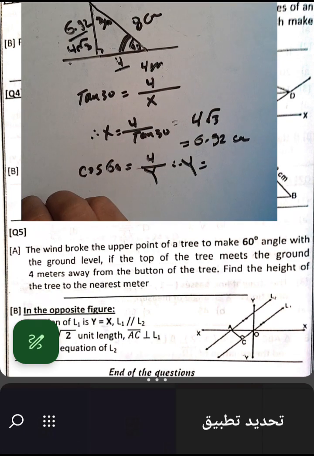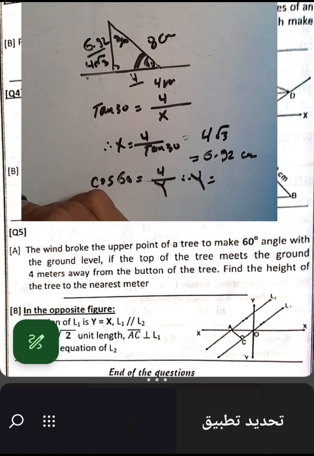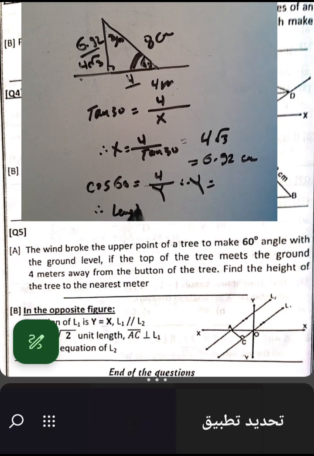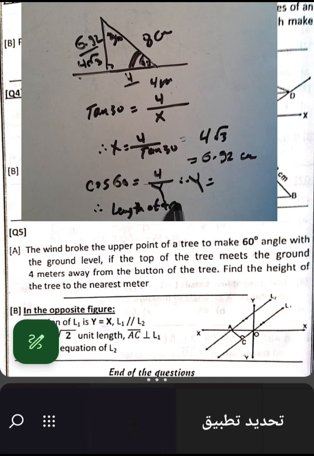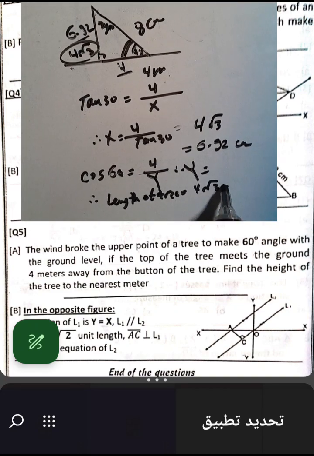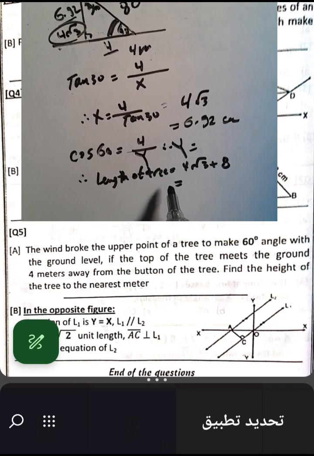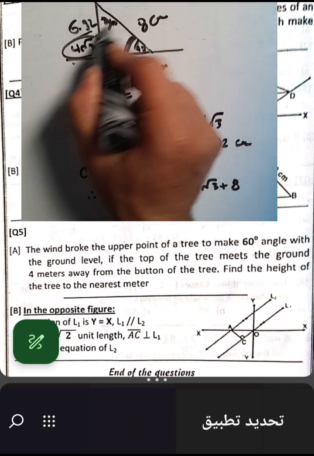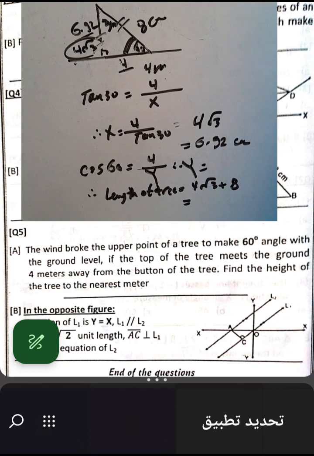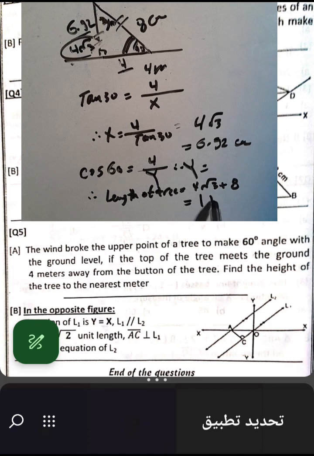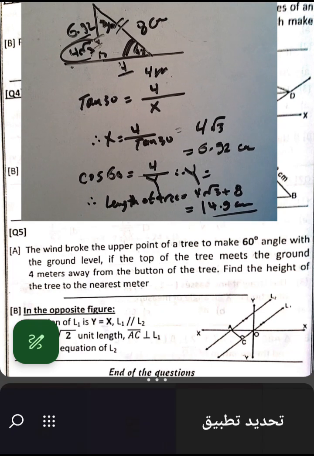Okay, and then the length of 3 will be equal to 4 root 3 plus 8, the sum of them. To find the length of 3, we must add this part and this part together. The result will be 6 plus 4, it will be 14.9 centimeter. Next question.